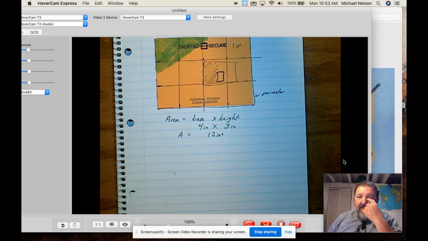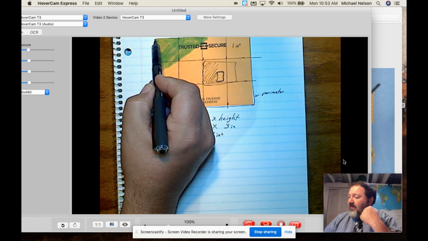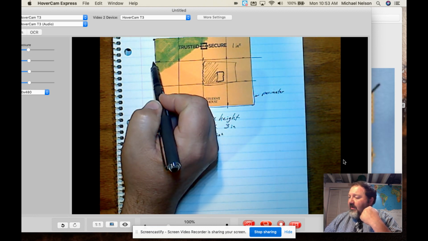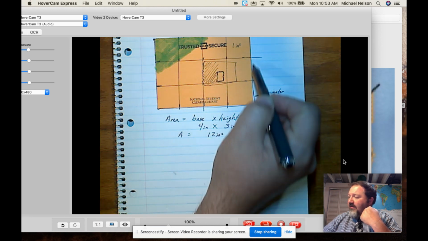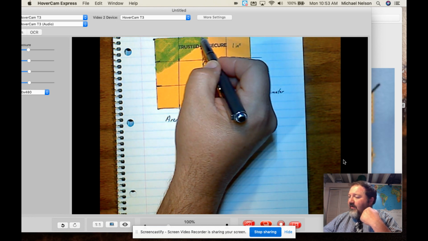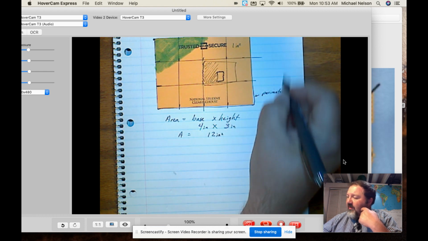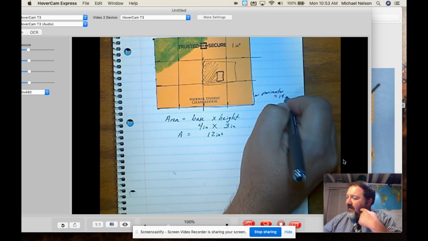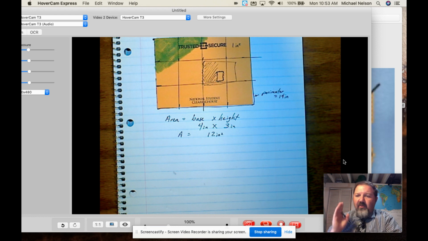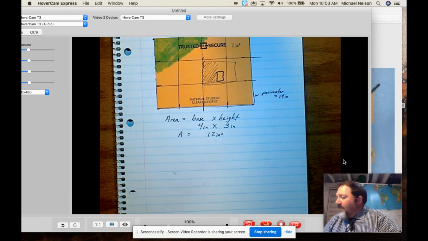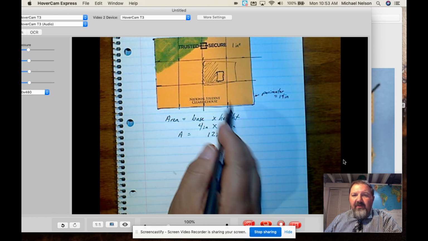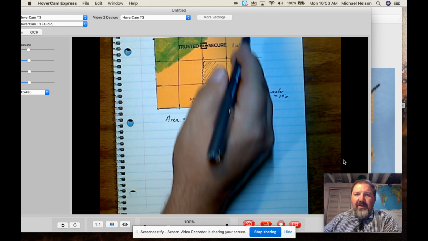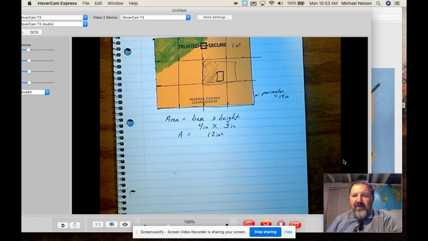Now, if you wanted to do perimeter, then you have to count the distance along each side. So I've got 1, 2, 3, 4, 5, 6, 7, 8, 9, 10, 11, 12, 13, 14. So the perimeter is actually 14 inches, and it's linear. It's just 1 inch, so it's not squared. These are squares, but perimeter is just one line, right? It's just going in one dimension.